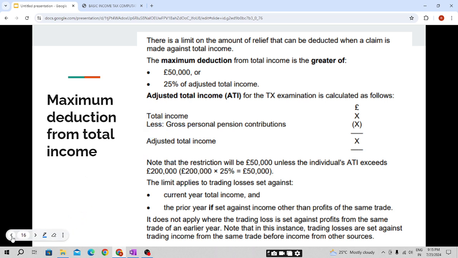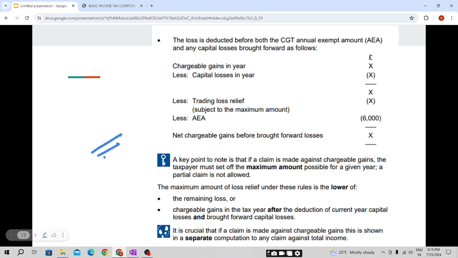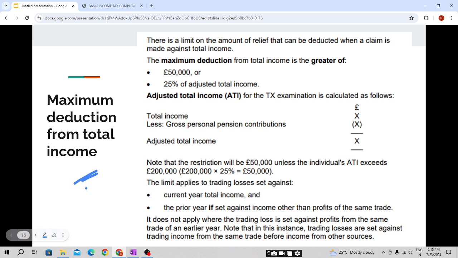Now we will be doing a question. As we have seen the restriction for the deduction, it is the maximum of the lower of two things: remaining loss and deduction from the current year gain less current year loss less brought forward loss, maximum deduction for the other income, that is total income other than trading income, that is 50,000 or 25% of the adjusted total income. Adjusted total income, students, is total income less personal pension contribution. As we have already seen these types of calculation under the ANI, adjusted net income for PA, adjusted income for pensions, to see whether the annual allowance will get tapered or not. I hope this is clear, students.